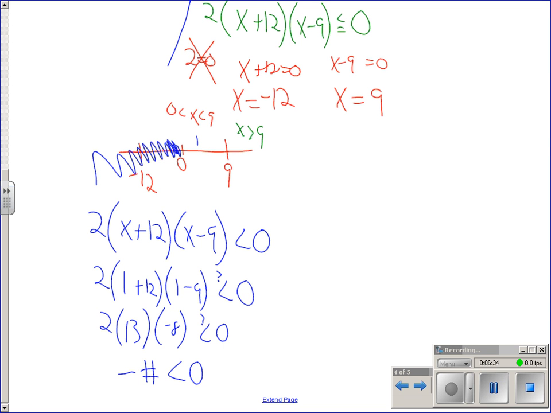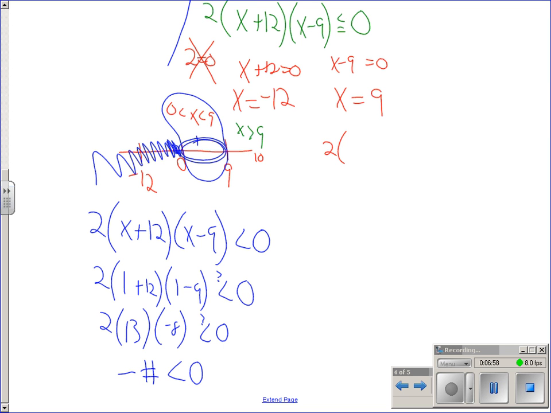So that means this x value of 1 that we tested worked. That means all of these numbers between 0 and 9 work. That means they're answers to our problem. Okay, and just to check, we've got another interval: x values greater than 9. Pick a number greater than 9, say 10. Plug it in, see if it works, just like we did before.